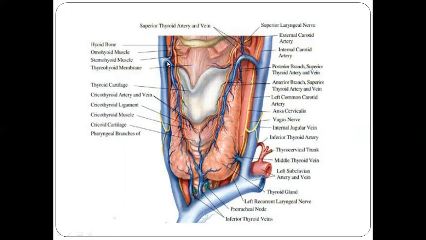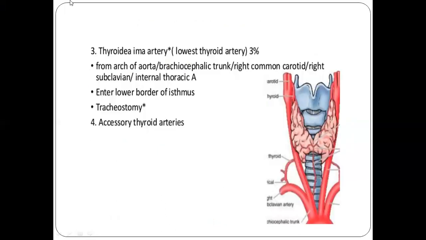And this is the middle thyroid vein. It opens into the internal jugular vein. So the superior thyroid and the middle thyroid both open into the internal jugular vein. So the thyroidea ima, the lowest thyroid artery, present in 3%, comes sometimes from the carotid artery, sometimes from the arch of aorta, from the brachiocephalic artery. These are the brachiocephalic arteries, common carotid artery, internal and external going upward. This is the common carotid artery. This is the arch of aorta. So sometimes it comes from the aorta, brachiocephalic trunk, right common carotid, right subclavian. So these are the variations.